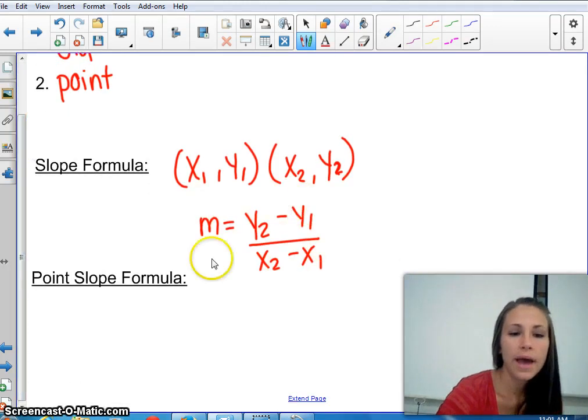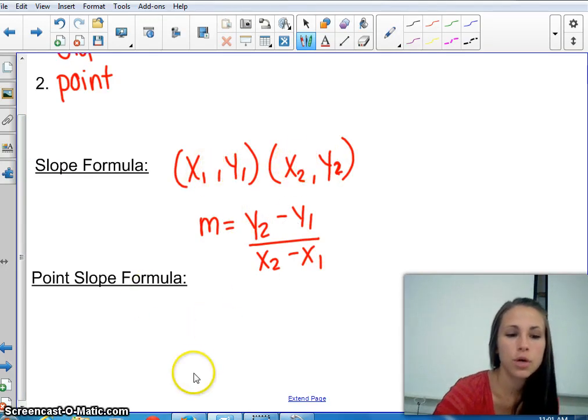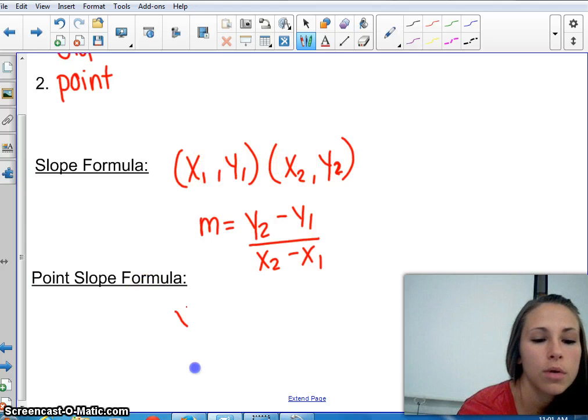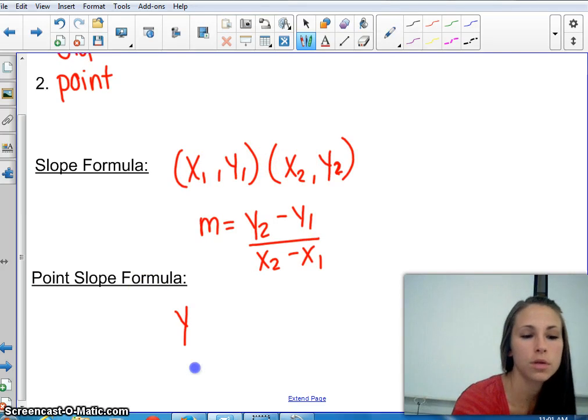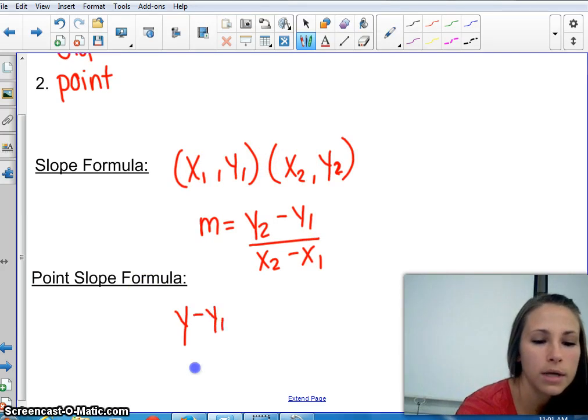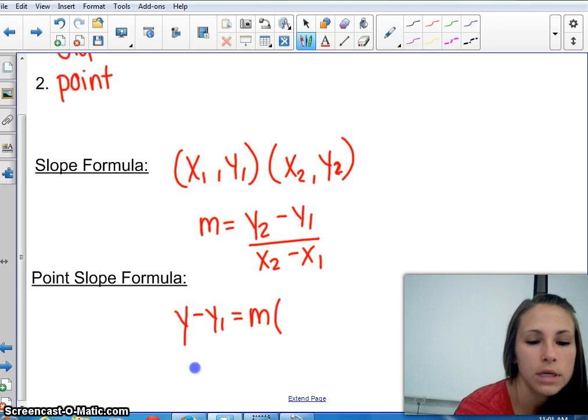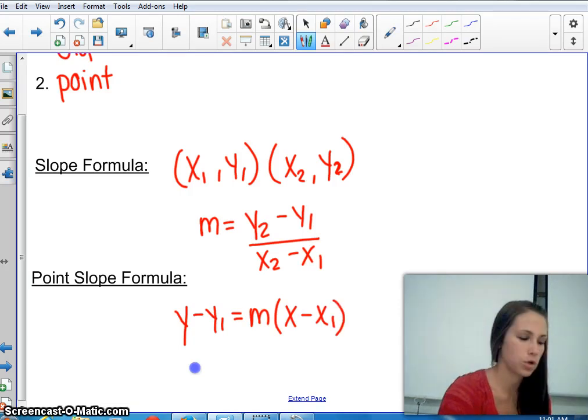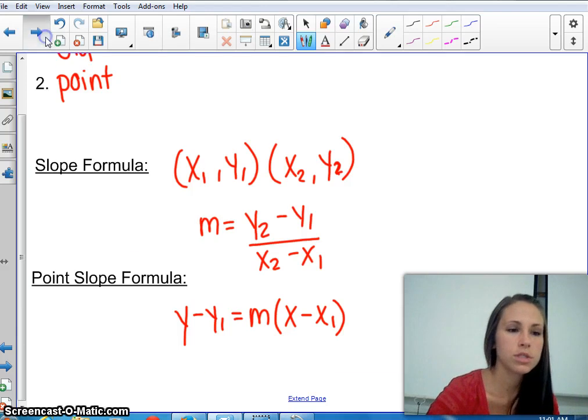Once you have this, you can use either one of the 2 points that you're given to write the equation of the line using the point slope formula: y minus y1 equals the slope you found, m, times x minus x1. And those should look familiar. So let's look at an example.